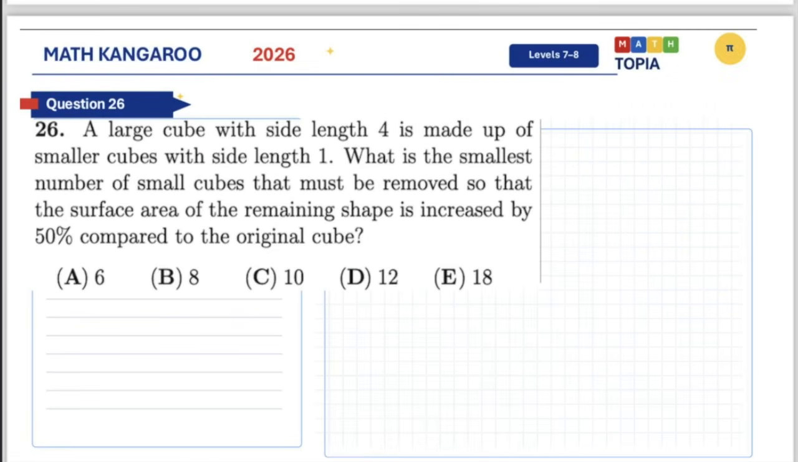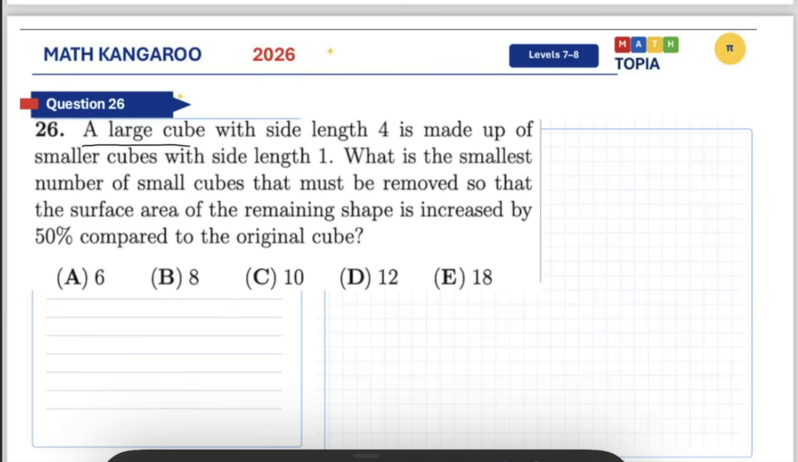A large cube with side length 4 is made up of smaller cubes with side length 1. What is the smallest number of small cubes that must be removed so that the surface area of the remaining shape is increased by 50% compared to the original cube?